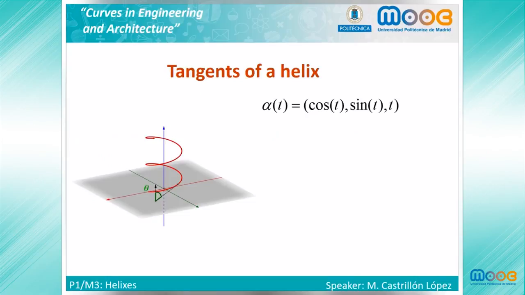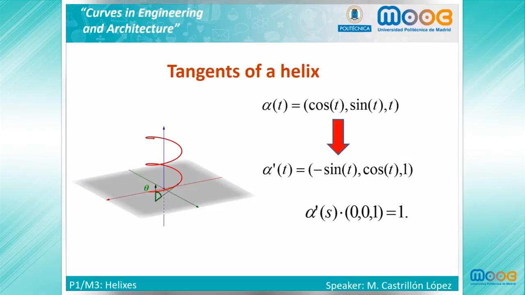The circular helix has an interesting geometric property. We first find the tangents of the helix by computing the derivative of the parametrization alpha. Then, the angle between the tangents and the z-axis is constant, as the dot product or inner product of alpha prime and the vector (0, 0, 1) is always 1. This means that all the tangents have a constant inclination with respect to the axis of the helix.